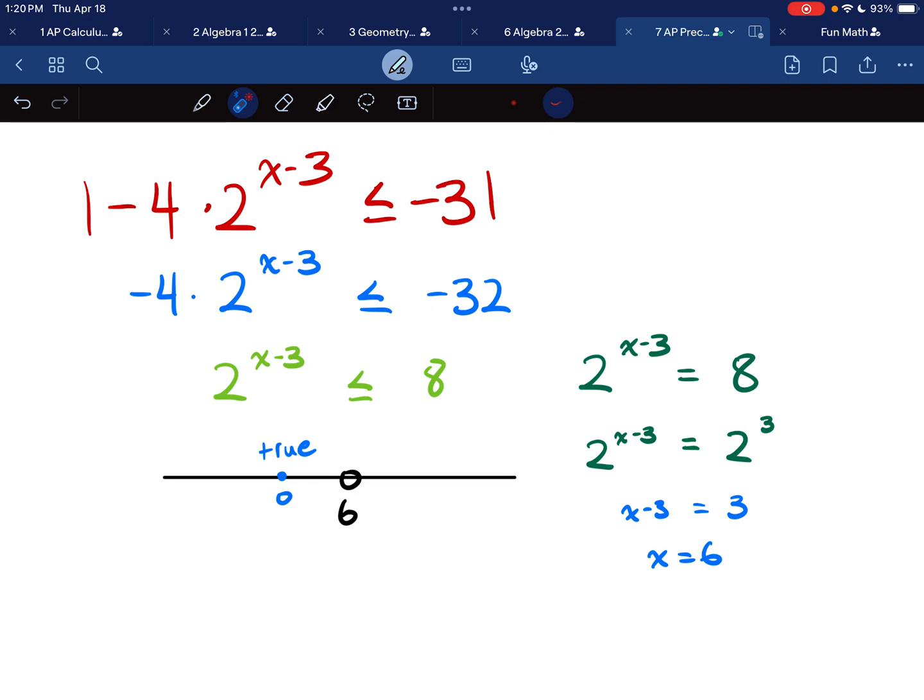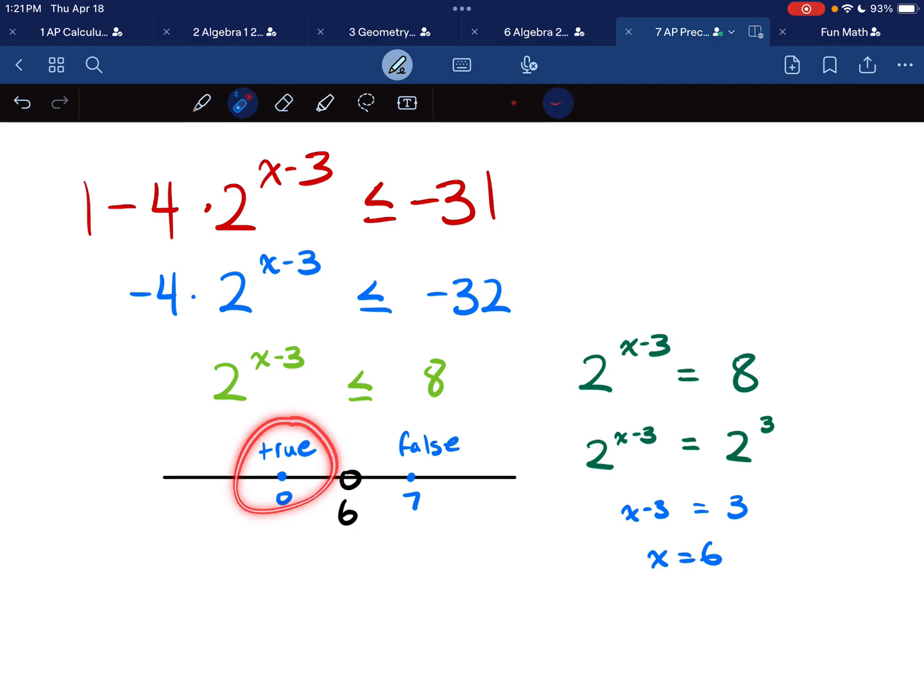Here, let me show you something that's false. If I plug in something like 7, watch what happens. I'm going to have 7 minus 3, which is 4. 2 to the power of 4 is 16. Is 16 less than or equal to 8? No, 16 is bigger than 8. So this is a false statement. I can say this is false over here.